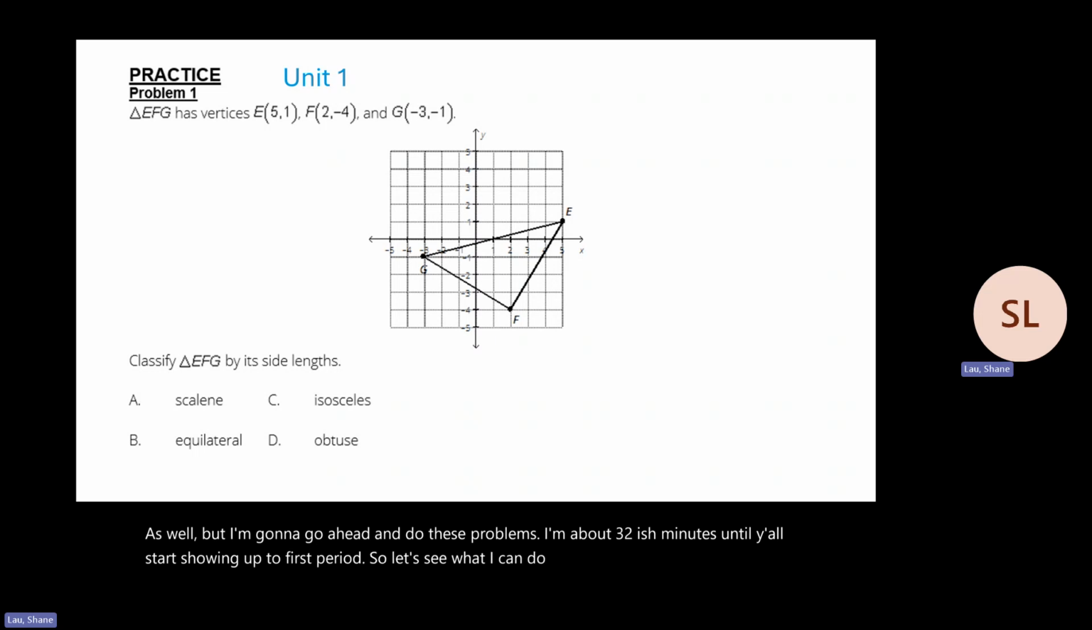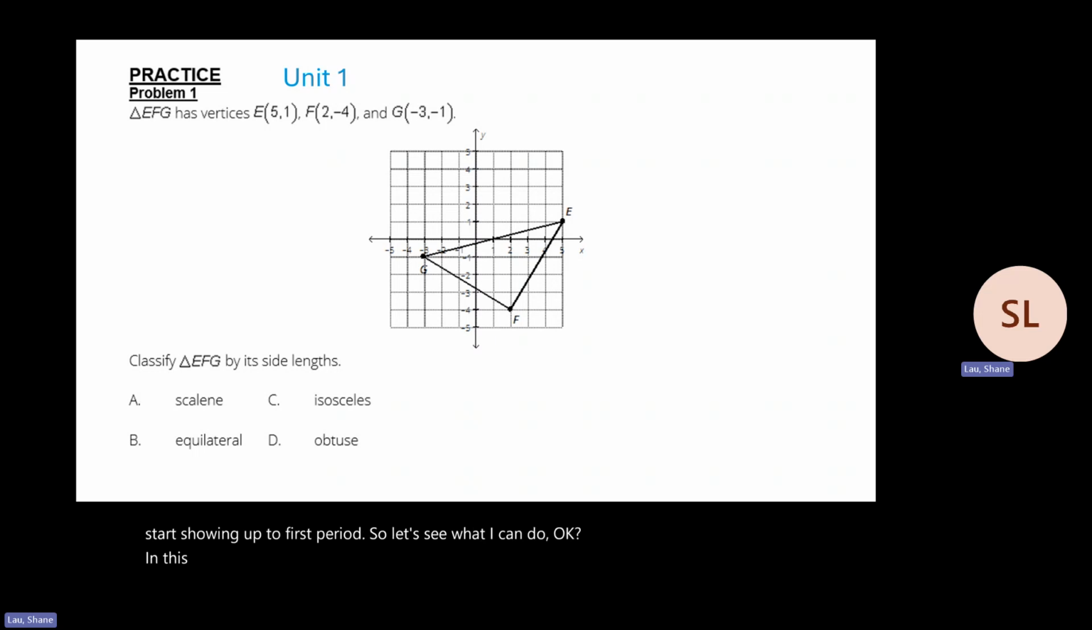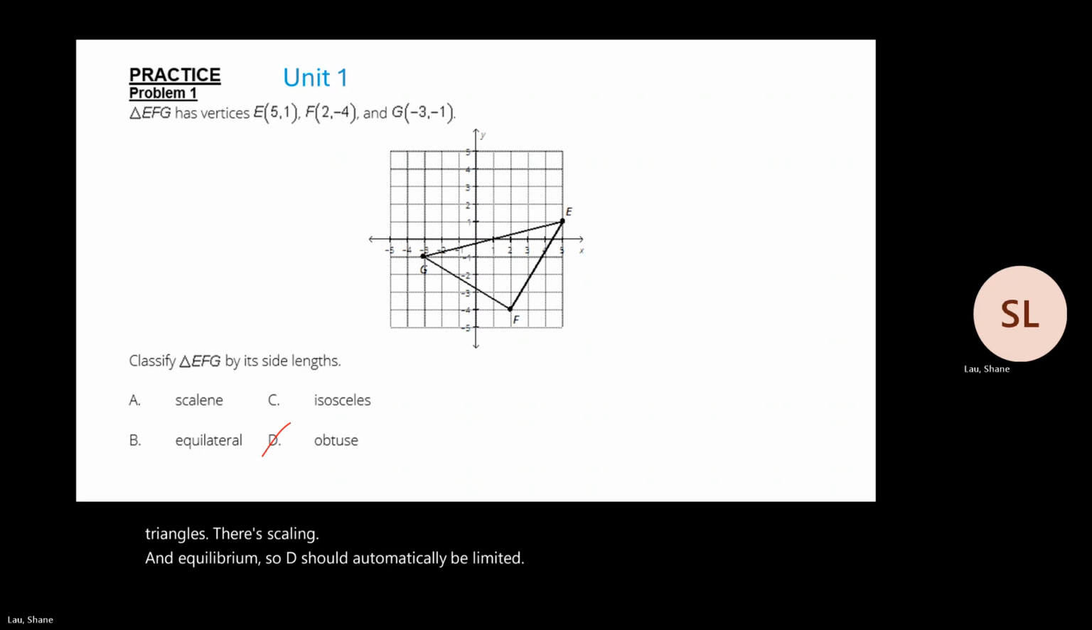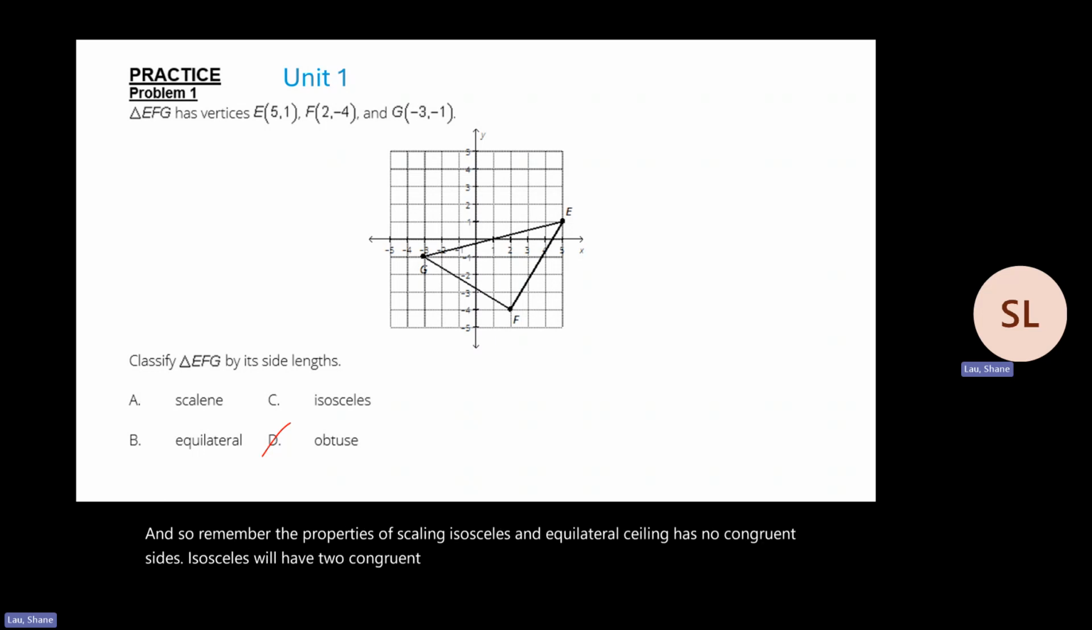Okay. In this triangle, we have to classify EFG by its side lengths. Okay, side lengths, there's only three kinds of triangles. There's scalene, isosceles, and equilateral. So D should have automatically been eliminated. And so remember the properties of scalene, isosceles, and equilateral. Scalene has no congruent sides, isosceles will have two congruent sides, and equilateral will have all congruent sides. Okay, so let's go ahead and try this out.